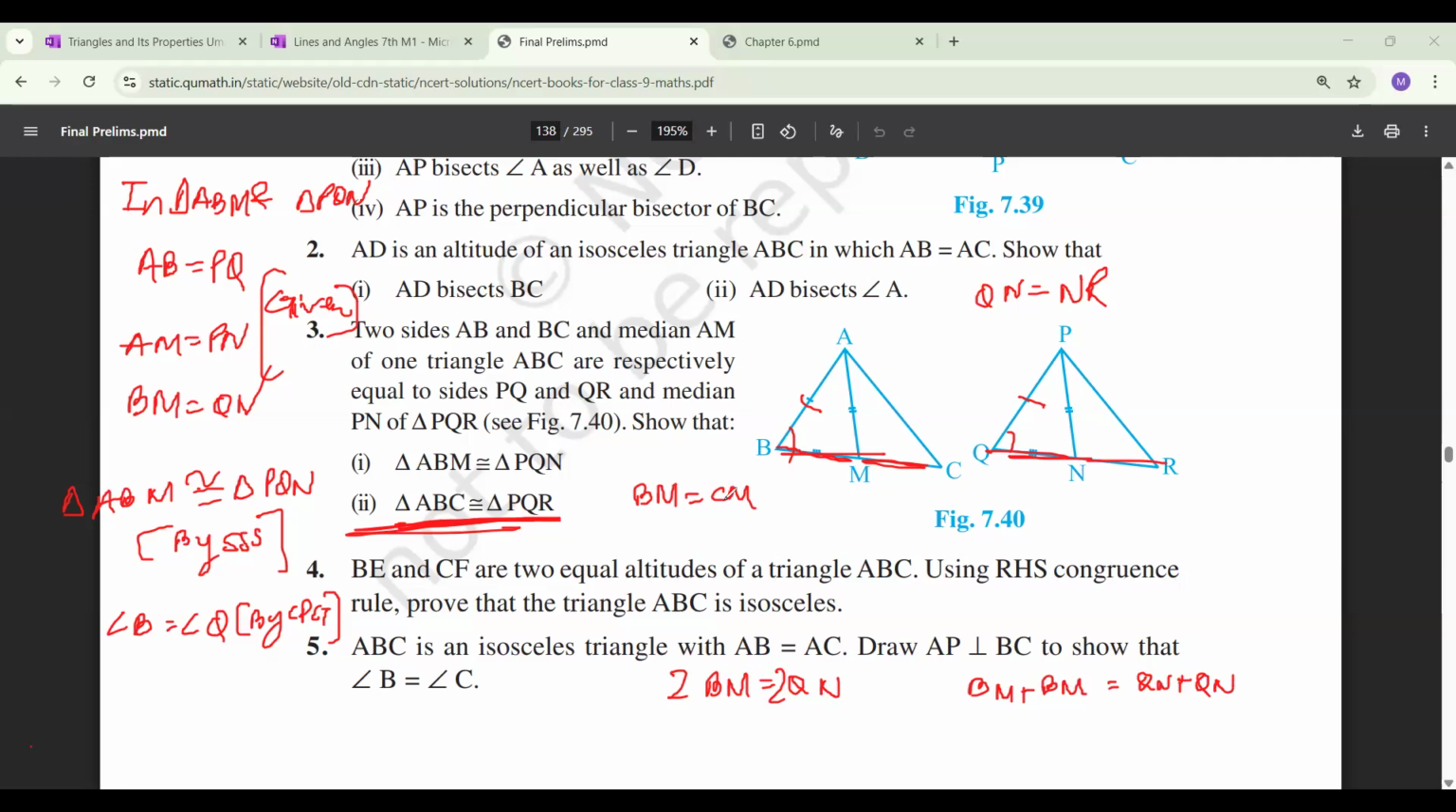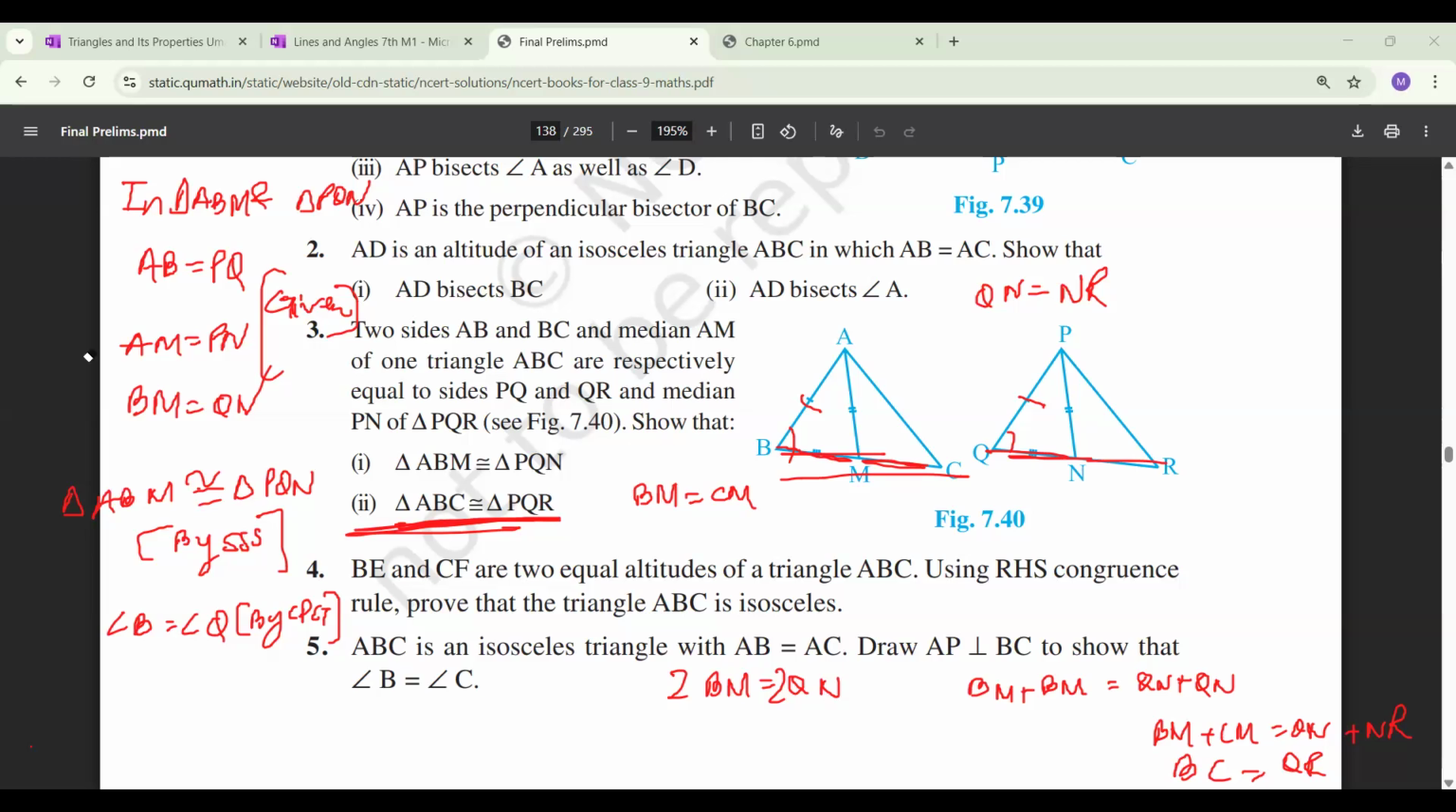And instead of BM I can write CM. So BM plus CM. Instead of QN I can write NR because they are equal. So QN plus NR. Okay, so BM plus CM is actually BC and QN plus NR is actually QR. So now we proved that BC is equal to QR.